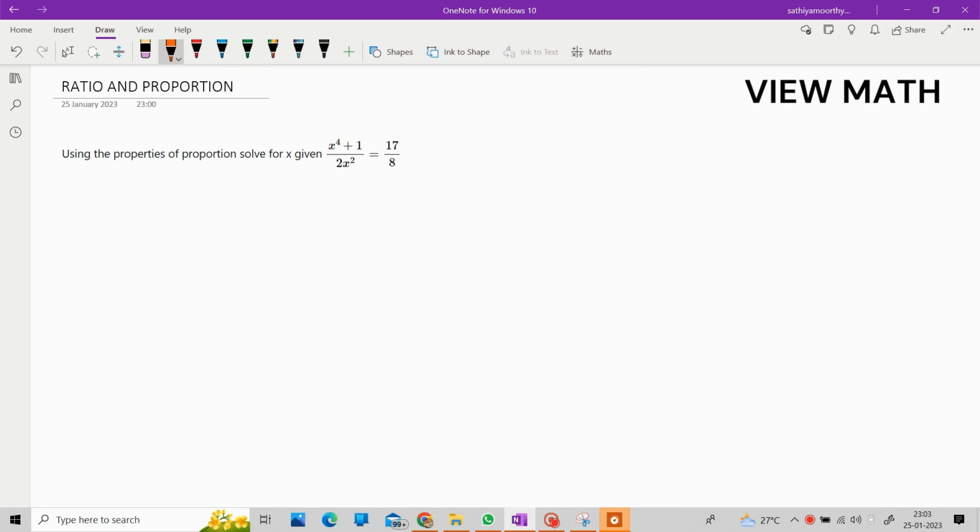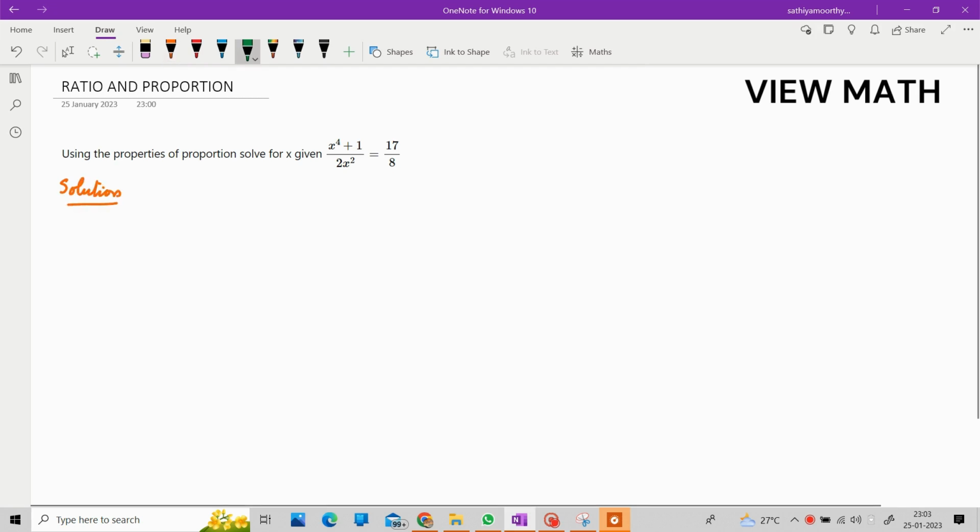Now let's see the next problem. Using the properties of proportion, solve for x given (x^4 + 1)/(2x^2) = 17/8. So they're asking us to use the properties of proportion to solve it. So I'm going to use the properties of proportion. Now I'm going to apply componendo and dividendo property.